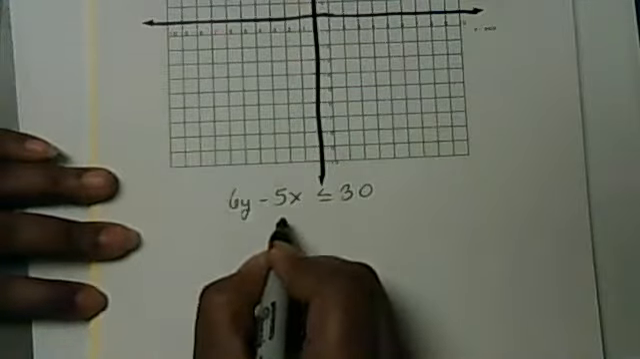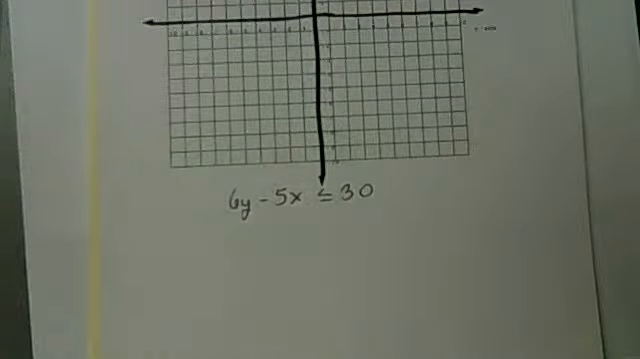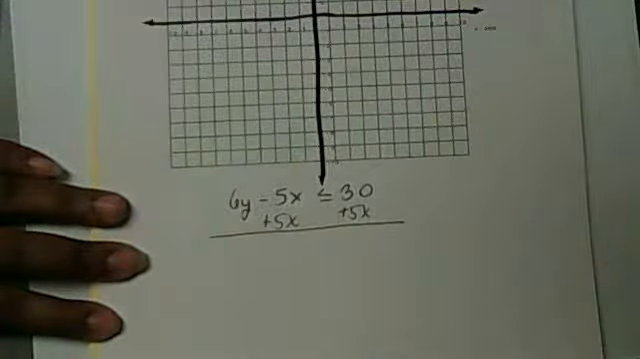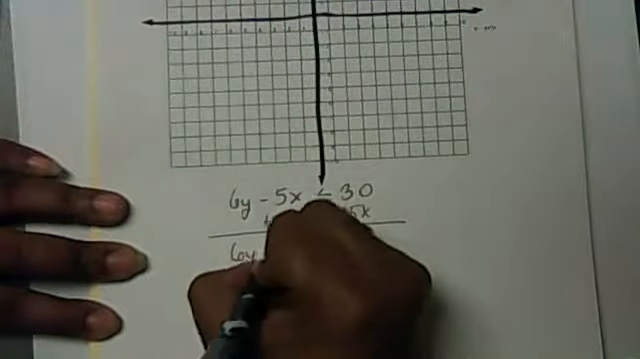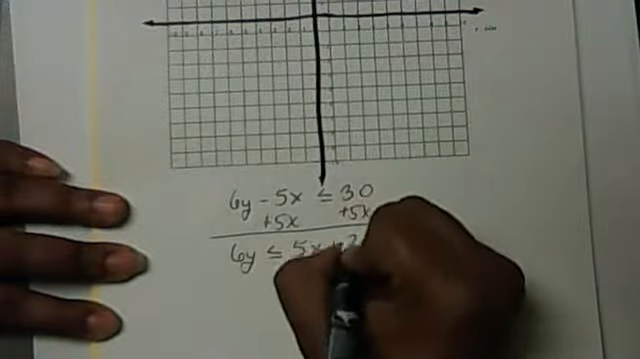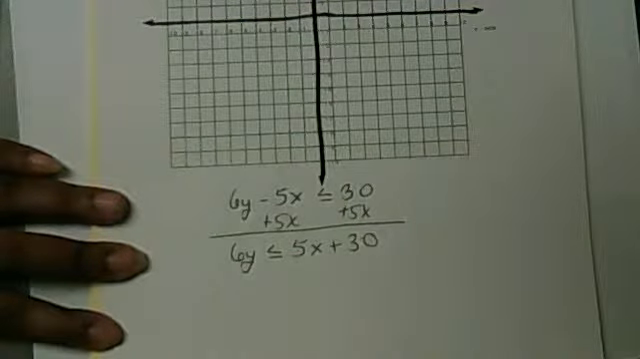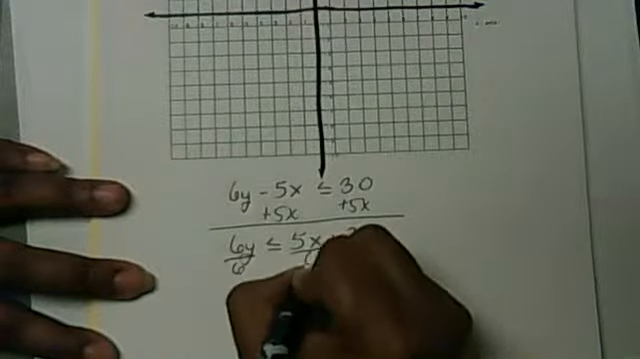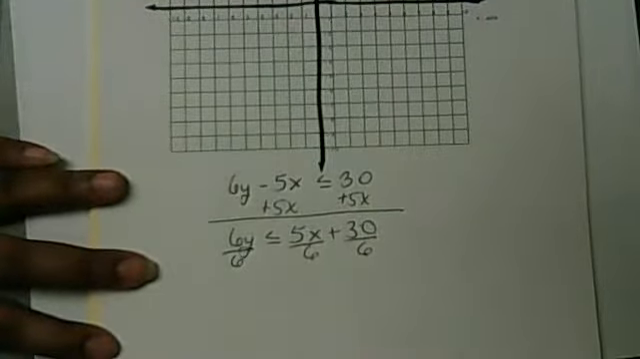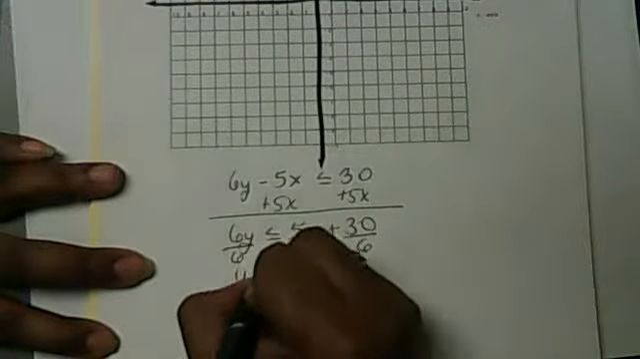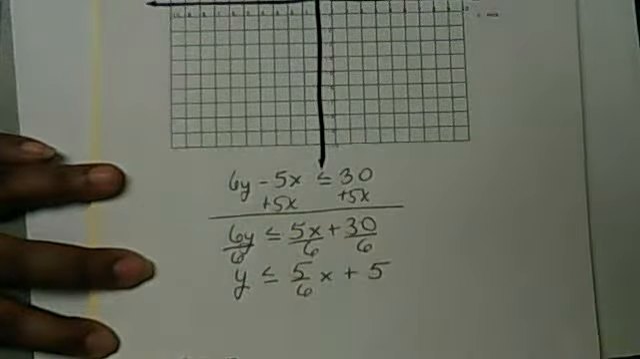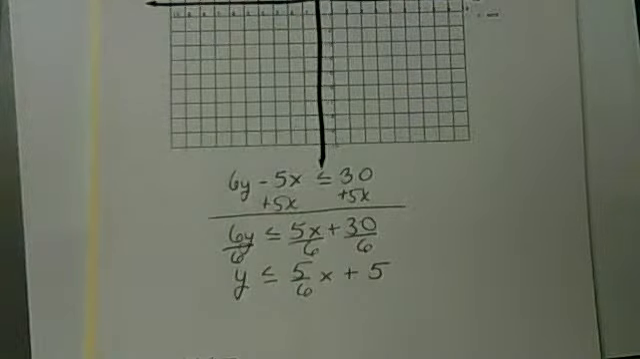So the first thing we're going to do is add the 5x, right? So we're going to add 5x to both sides, plus 5x, plus 5x. That's going to leave us with 6y is less than or equal to 5x plus 30, or 30 plus 5x, it doesn't matter. Then you're going to get this y by itself, you're going to divide everything by 6. Once you do that, you're going to get y is less than or equal to 5 over 6x plus 5. So this is your equation you're going to put into your calculator.